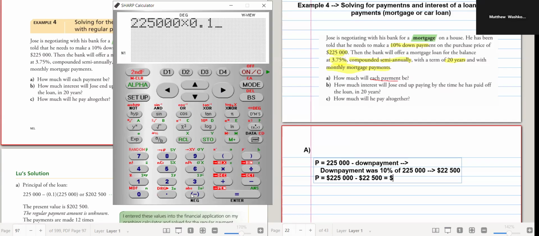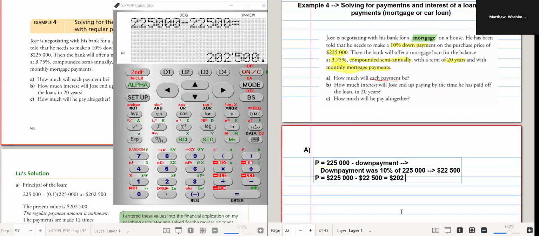times 0.1, 22,500. Okay. No, we're good. So 22,500 minus 22,500 is $202,500. That is my principal, right? Cool.